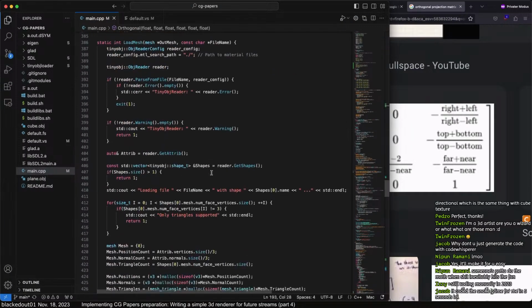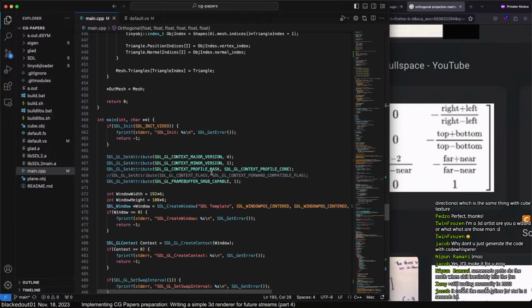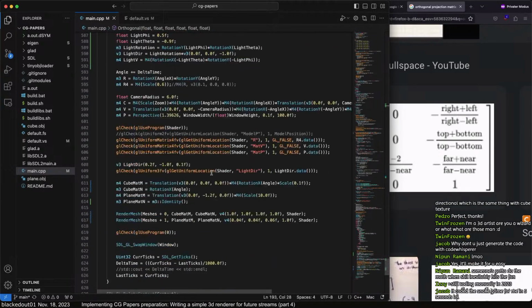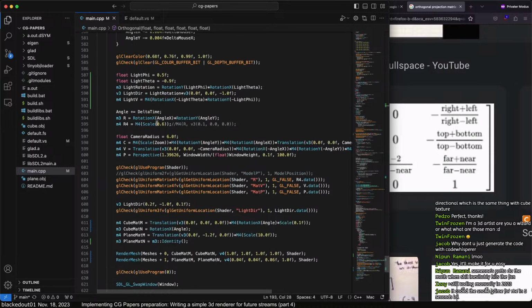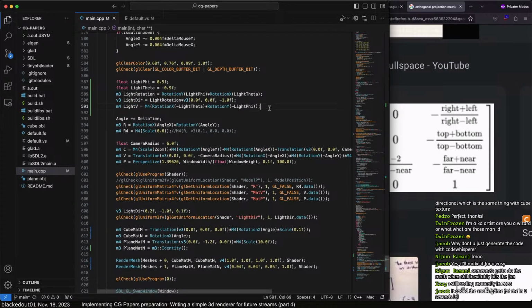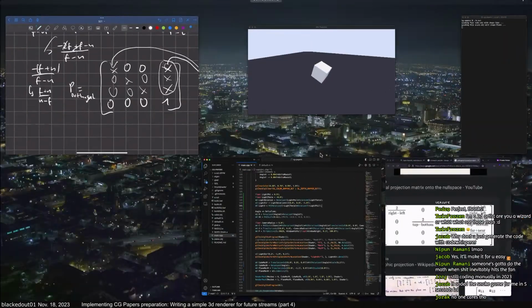Okay, so let's use this. So we have the view matrix of the light.